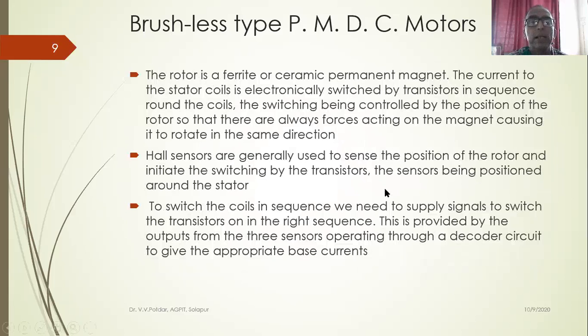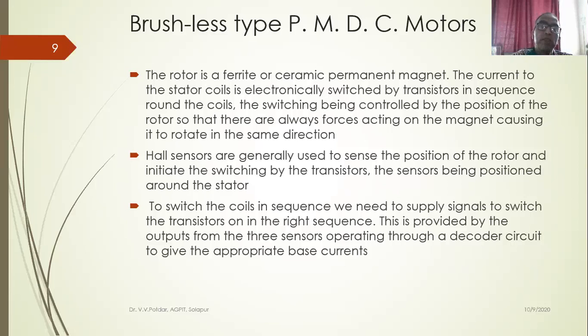The current to the stator coils is electronically switched by transistors in sequence around the coils. The switching being controlled by the position of the rotor, so that there are always forces acting on the magnet, causing it to rotate in the same direction. Hall sensors are generally used to sense the position of the rotor and initiate the switching by the transistors.